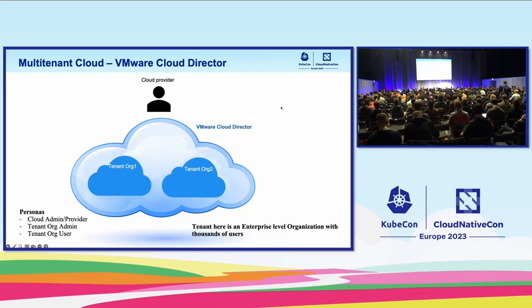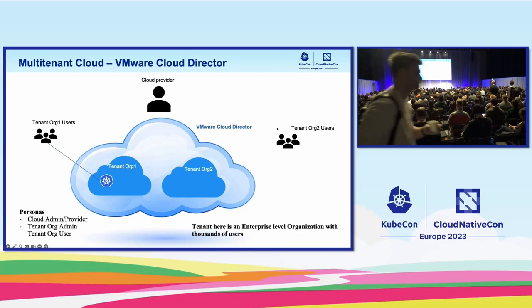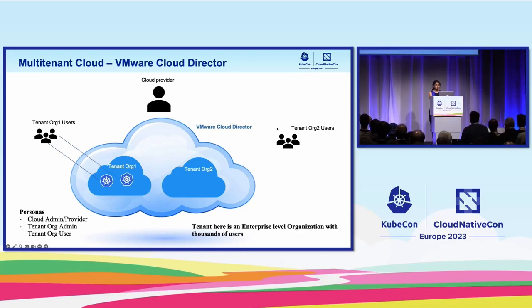And the tenants here are not individual end users, but enterprise-level tenant organizations. There could be thousands of tenant organizations in a cloud environment like this. These tenant organizations are strictly isolated from each other in terms of compute, storage, and networking. So they have very strict tenant boundaries. The expectation is that users from one of these organizations would come in and request a Kubernetes cluster, and somehow these clusters need to be manufactured and delivered to them in a self-service manner. That's the goal at large.